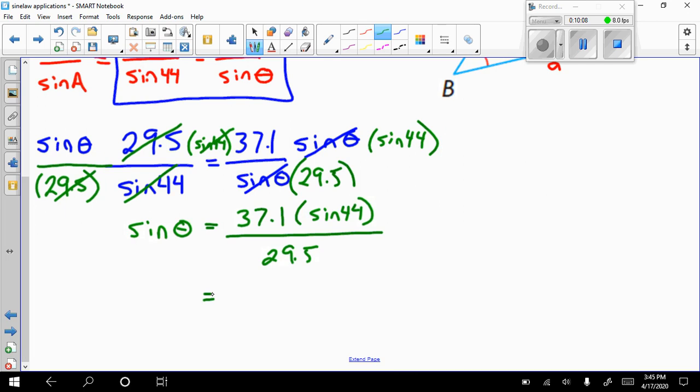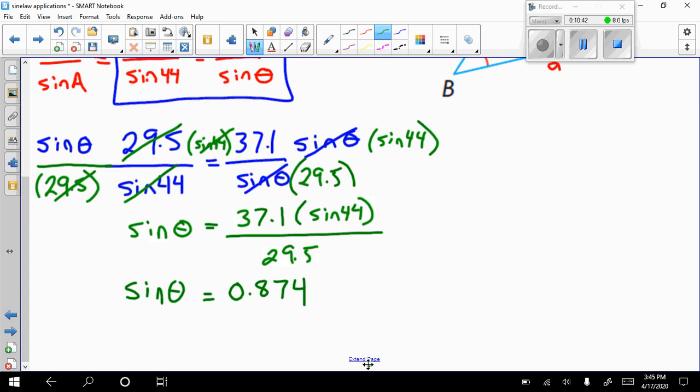So we're going to type those into our calculator. I'm going to do it on my calculator. Sine of 44, and that's 0.6946, and so on, times 37.1 is 25.77, divided by 29.5 equals, and I got 0.874. Okay, so sine theta equals that.